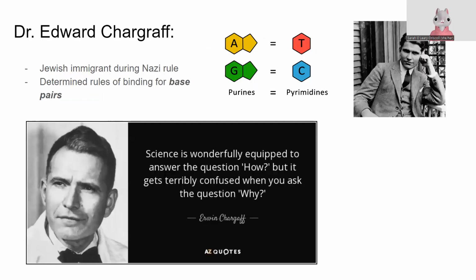So just a little bit more about Chargaff here. In terms of the bases, you can see the ATGC. That's what he kind of figured out, was that those were the base pair rules. And he has a nice quote here: "Science is wonderfully equipped to answer the question how, but it gets terribly confused when you ask the question why."